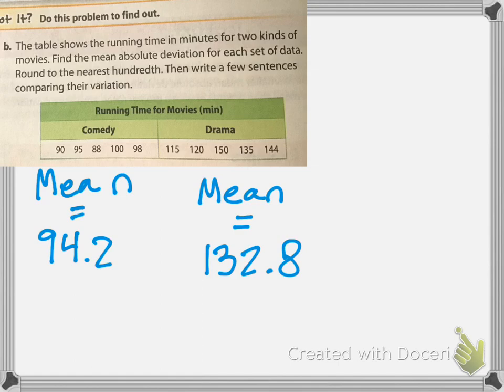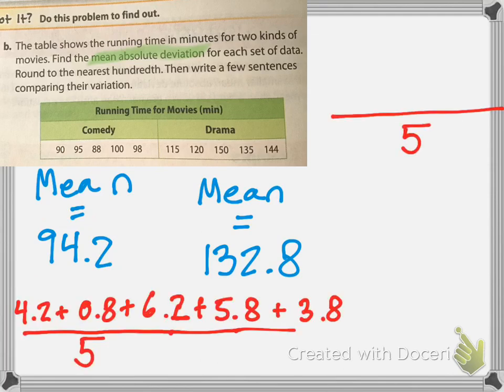But we need to find the mean absolute deviation. What that means, again, is we're going to subtract each of these numbers individually from this number. So we add all of those numbers together, and at the top we get 20 and 8/10. We divide it by 5, and we find our mean absolute to be 4 and 1/16.